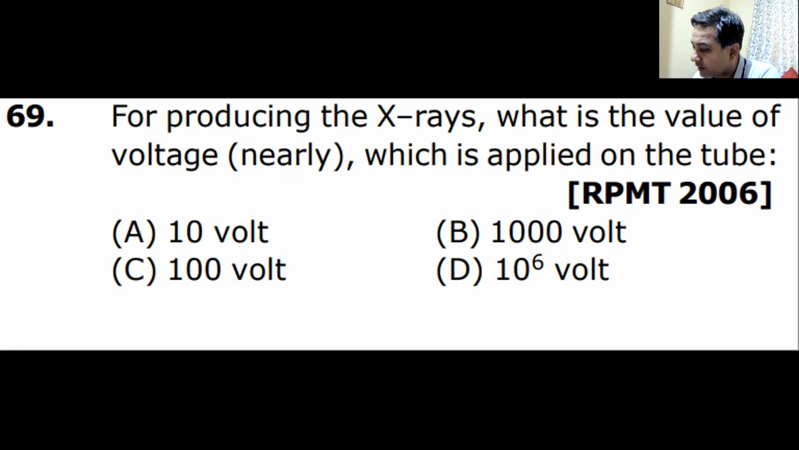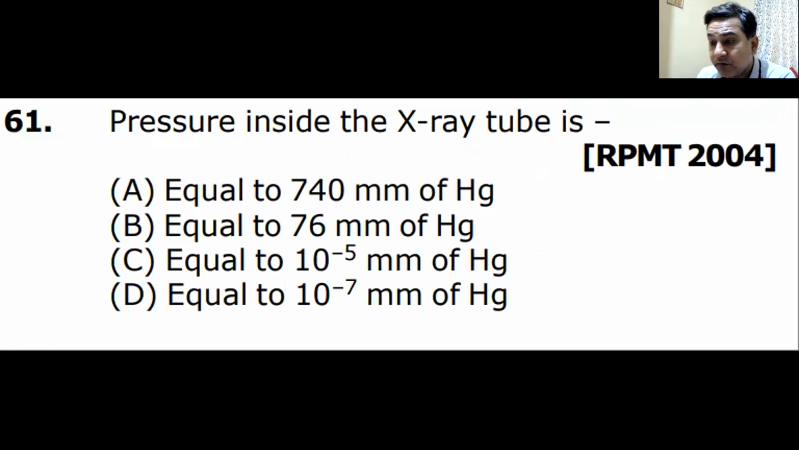One more question, again based on your knowledge, it might come. So I will just show you this one. Now, pressure inside the X-ray tube is of what order? Here the thing is, you must know the order. Option B, sir. No, the answer is C, 10 raised to power minus 5. 76 mm is too high. It's a vacuum tube. You must create a vacuum. A vacuum is created by having less and less pressure.